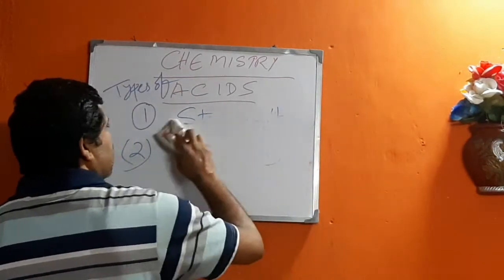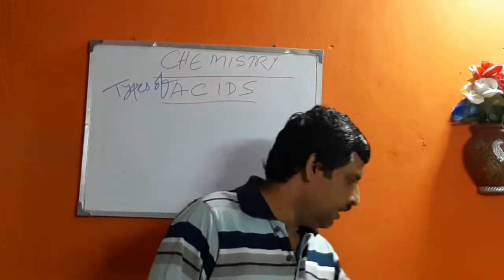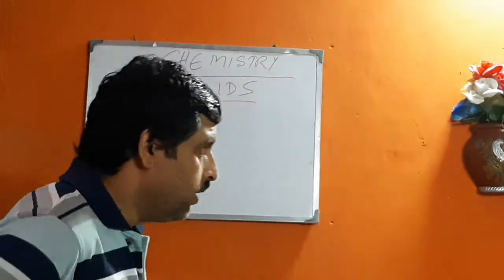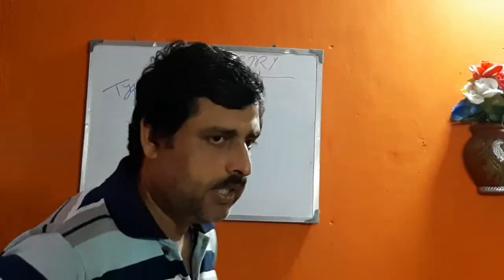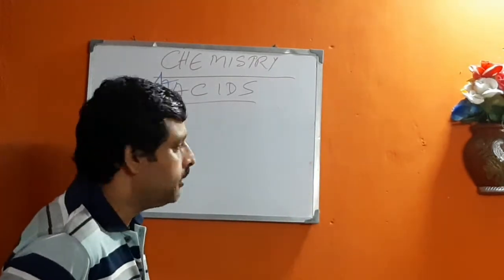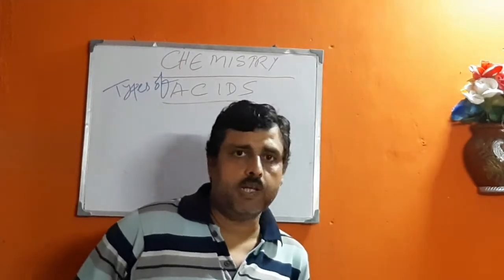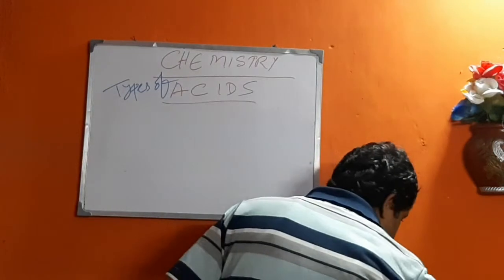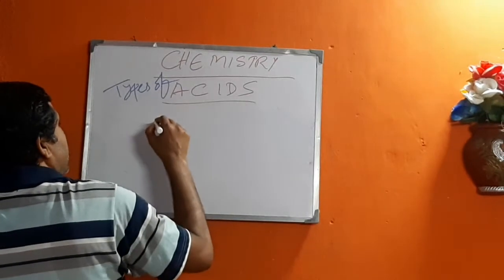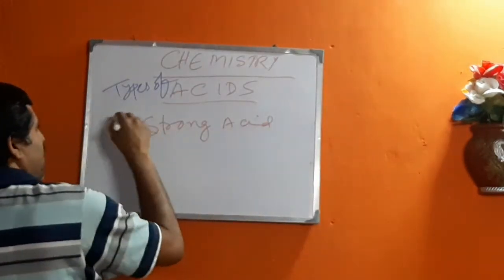So what is strength? It is the concentration of hydronium ion in the solution when an acid is dissolved in water. That means if we add some water to acid, or acid to water, hydronium ions are formed, and depending upon their concentration, acids can be classified into two groups. The concentration of hydronium ion is called the strength of an acid. When the concentration of hydronium ion is high, it is called a strong acid.